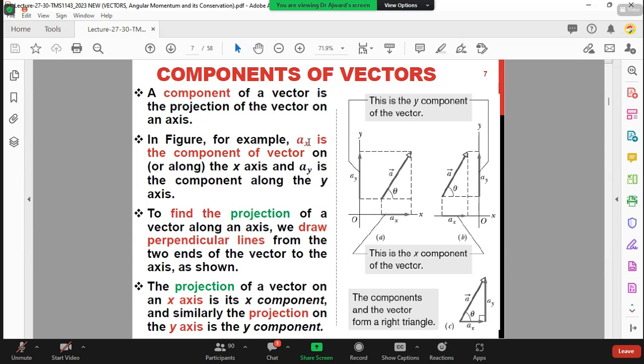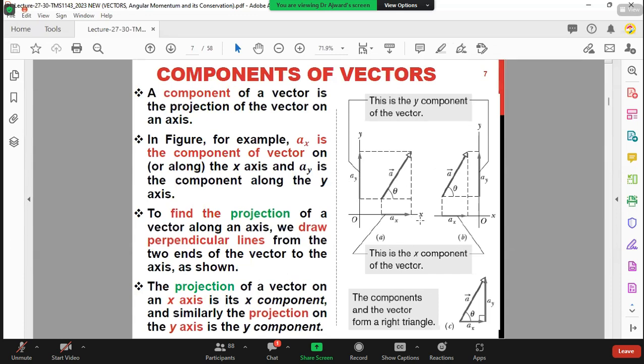In the figure, for example, Ax is the component of the vector A along the x-axis. So this Ax is the x component of the vector A. You see here X. Ay here is the component along the y-axis.